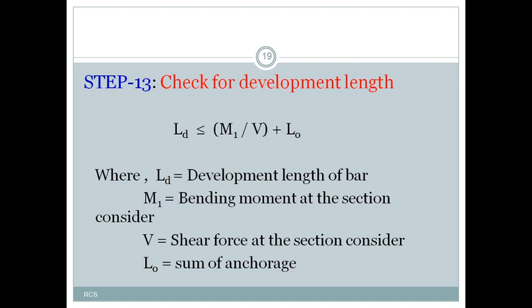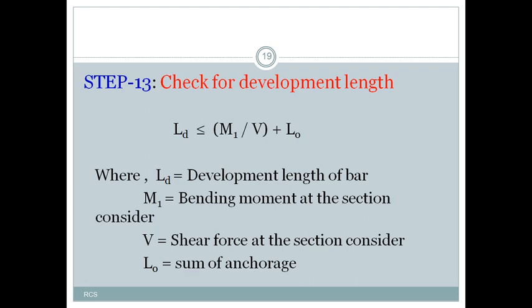That moment we have to consider, and V is the shear force at the section considered, and L0 is the sum of the anchorage length. This anchorage length generally depends upon the diameter of the bar and the angle of bend. This is all about your development length. It must be less than this. So these are the step-by-step design procedures for the complete design of a one-way slab.